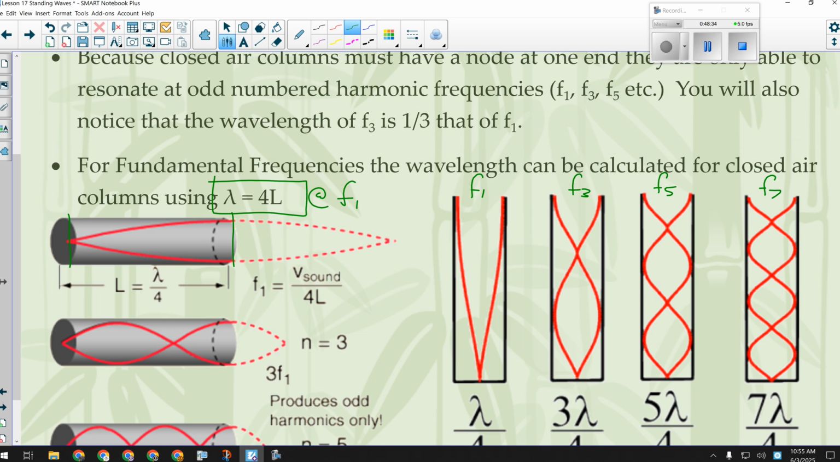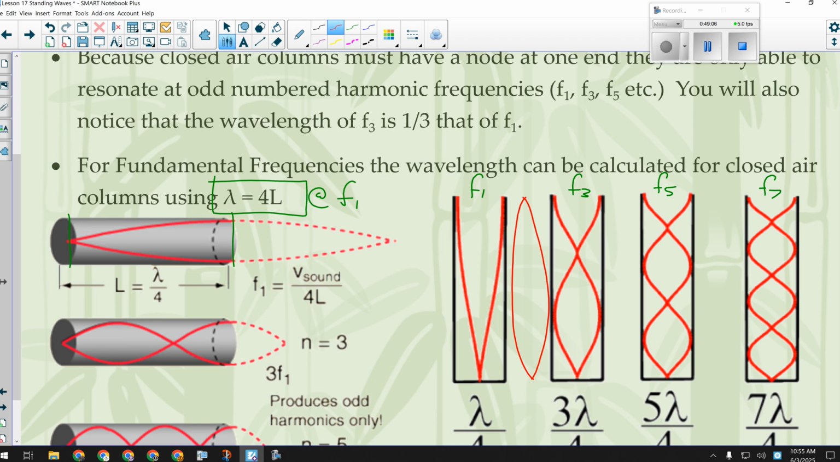Why? What's at the top of the tube at F2, F4, F6, and F8? Notice they're not drawn. A node. This is what F1 looks like. It's an antinode. If I drew F2 on here, in the middle, F2 looks like this. There's half a wavelength in the tube, but there's a node at the top.